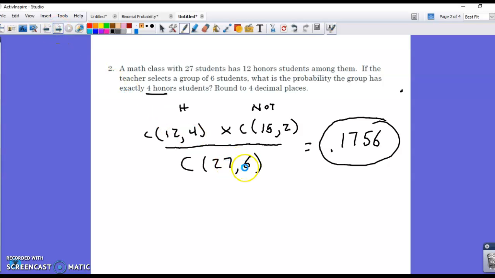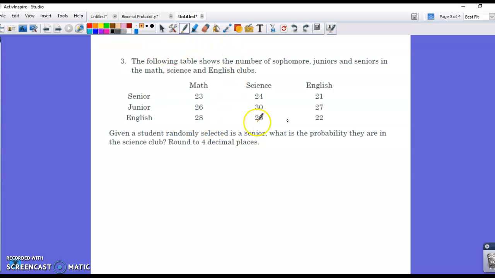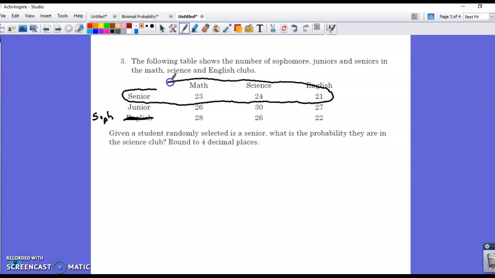The third one goes back to your conditional probability with the word given. So it has the chart: math, science, and English, senior, junior. Let's fix this. This should say sophomore. Not going to hurt our problem, but all right. Given a student selected is a senior, so you're only looking at this group since that's the given statement.